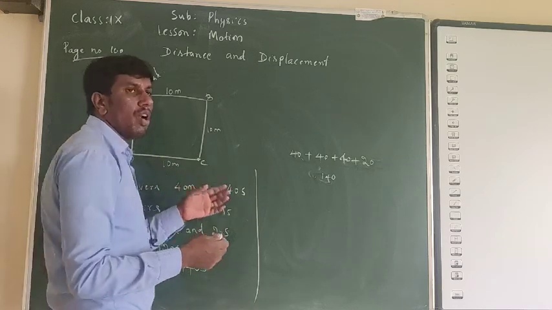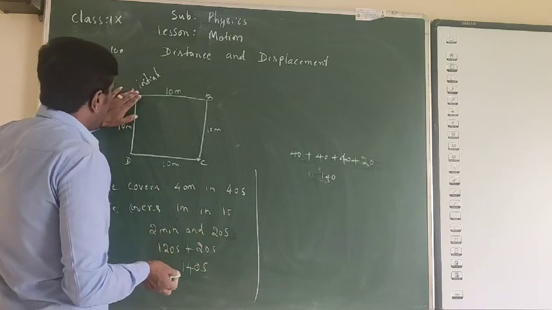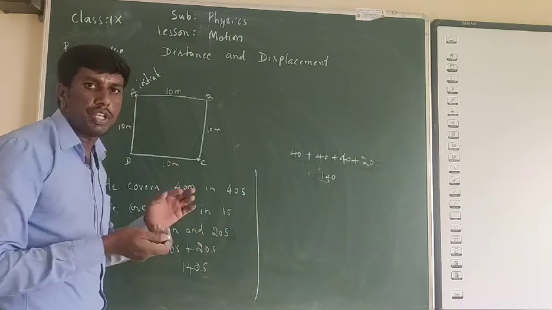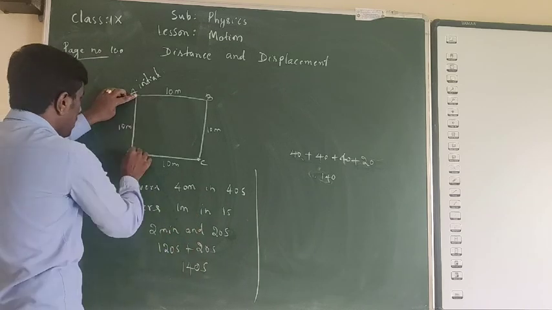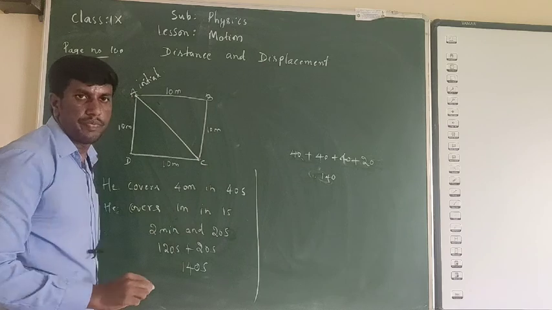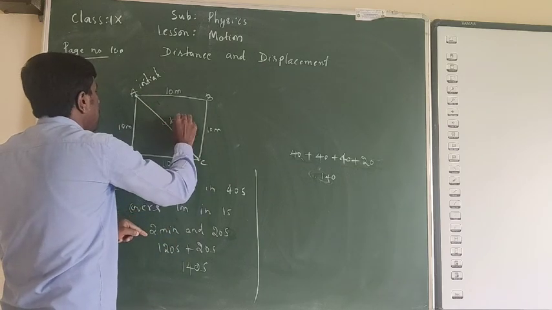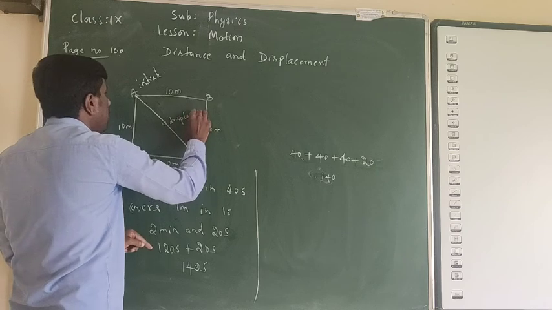Now we should find out what the displacement will be. What is displacement? The shortest distance between A and C. Is this the shortest distance? No. This is the shortest distance, and this will be the displacement. So how do we find this displacement?